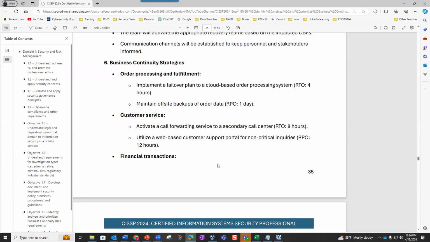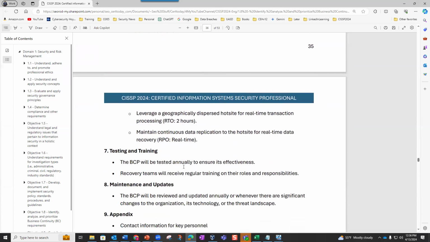Customer service: activate a call forwarding service to a secondary call center, RTO, for example, 8 hours. Utilize a web-based customer support portal for non-critical inquiries, RPO 12 hours, for example. Financial transactions: leverage a geographically dispersed hot site for real-time transaction processing. RTO could be 2 hours. Maintain continuous data replication to the hot site for real-time recovery, RPO real-time.